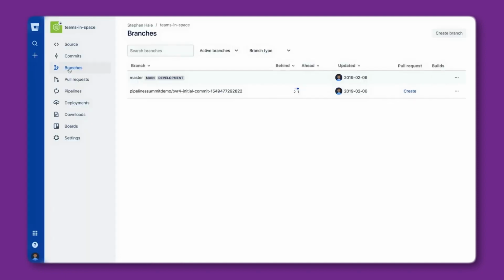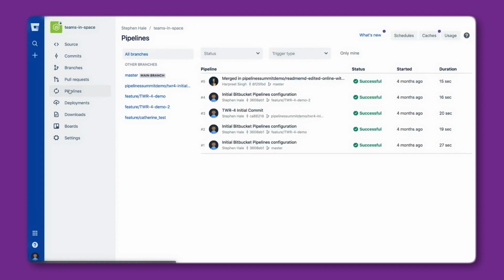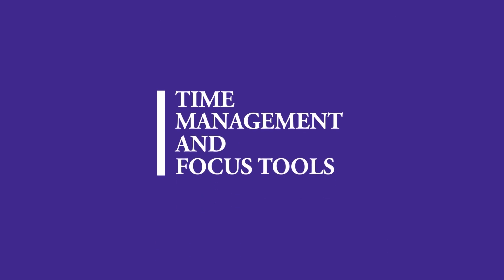The oasis is known for its tight-knit community, where collaboration flows as freely as the waters, ensuring that every project, big or small, thrives. Time management and focus tools.